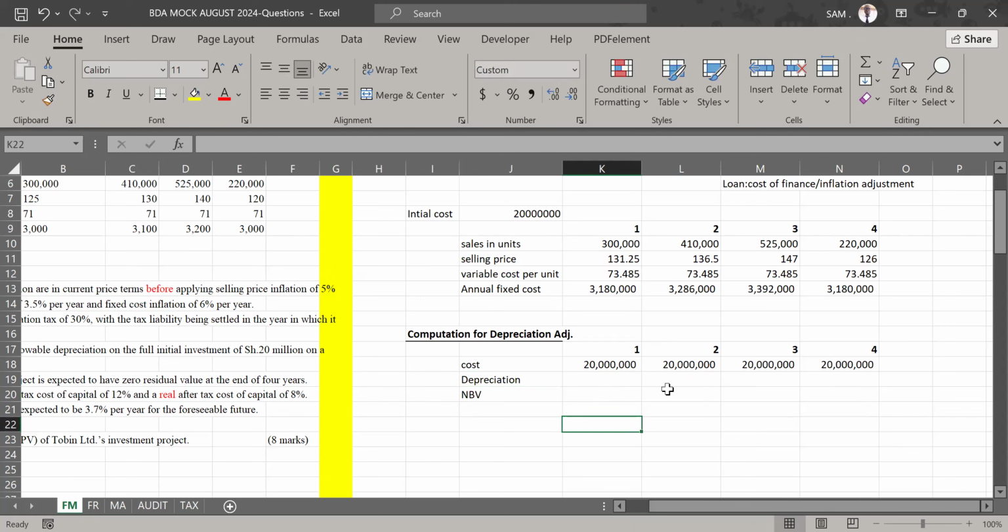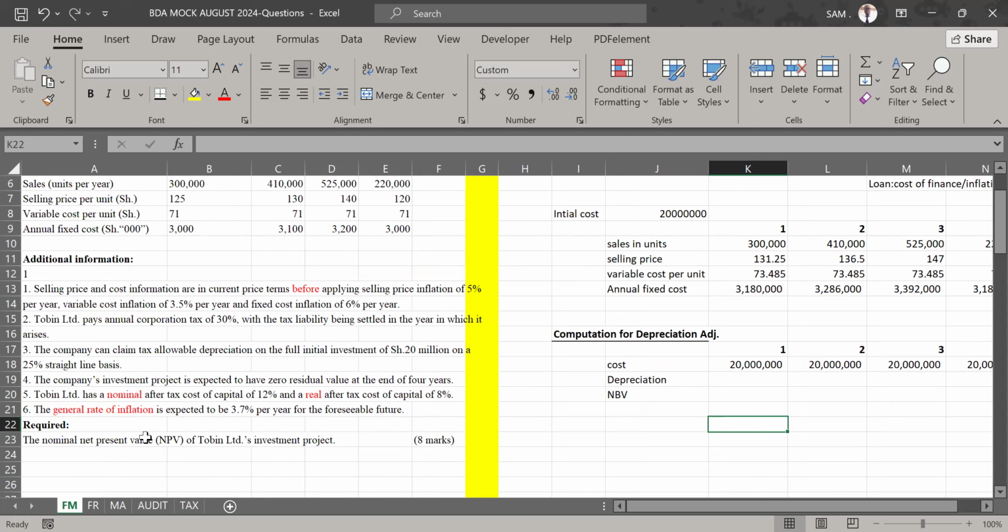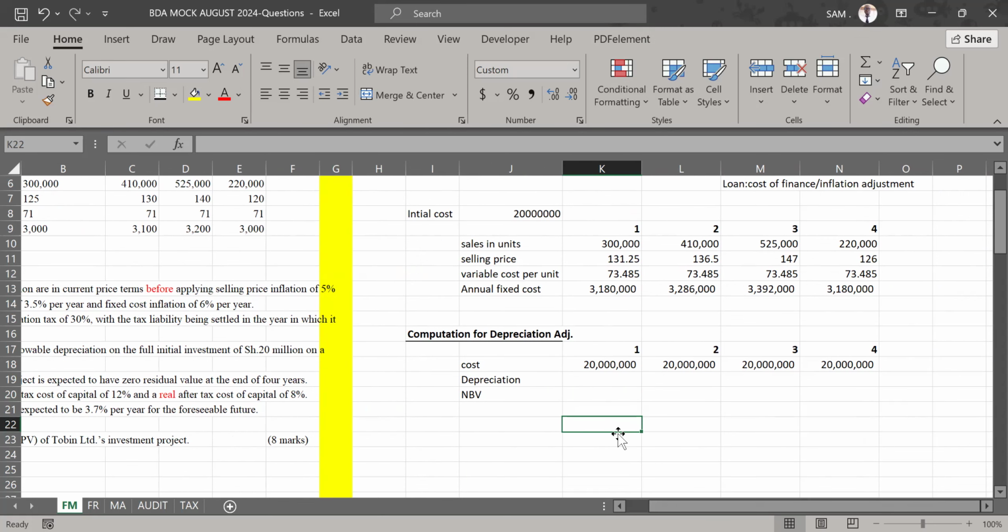So how do we apply this depreciation adjustment? Let's see what procedure, what method we are applying for depreciation. I think that was given in note 3. Let's look at note 3. The company can claim tax allowable depreciation on the full initial investment of 20 million. That is the cost of investment. We have it here on a 25% straight line basis. So let us apply this depreciation charge on a straight line basis.